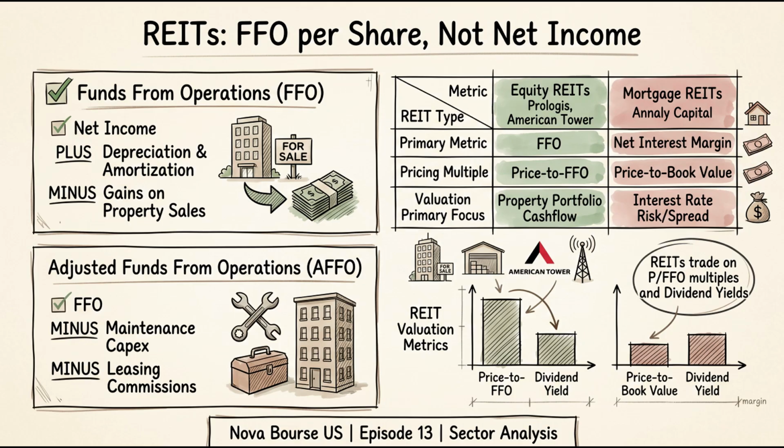REITs trade on price to FFO multiples and dividend yields. Crucially, equity REITs like Prologis and American Tower are valued very differently from mortgage REITs like Annaly Capital. So mixing them in one peer group is a common mistake for beginner investors.